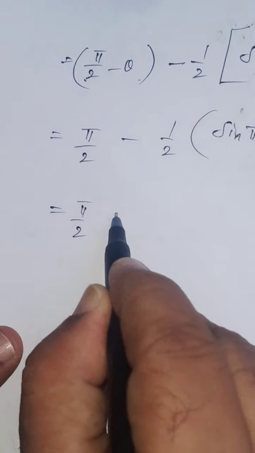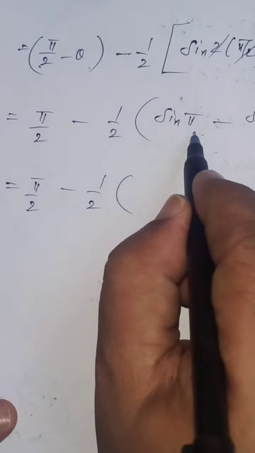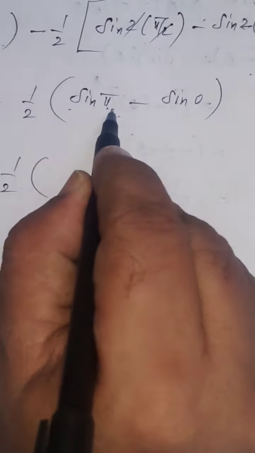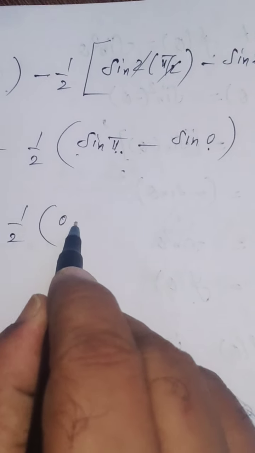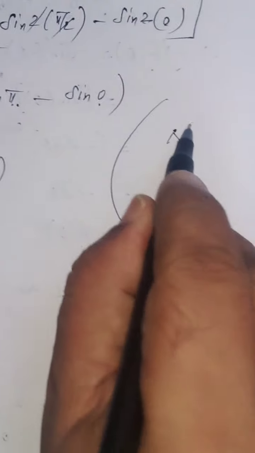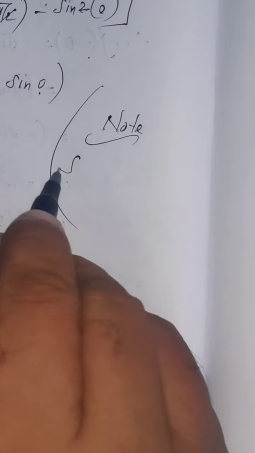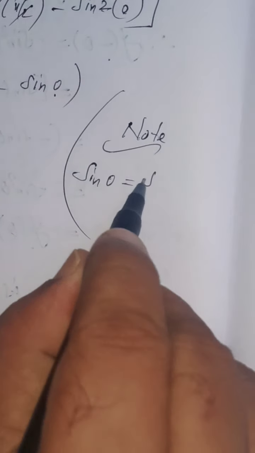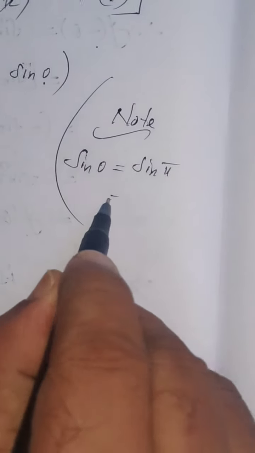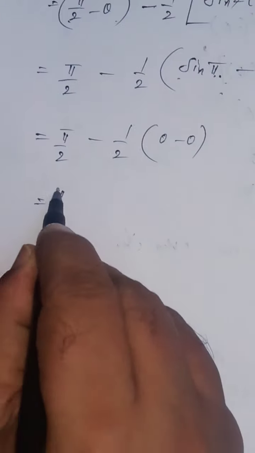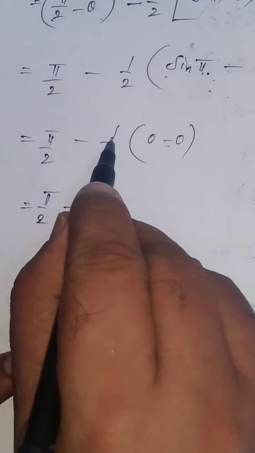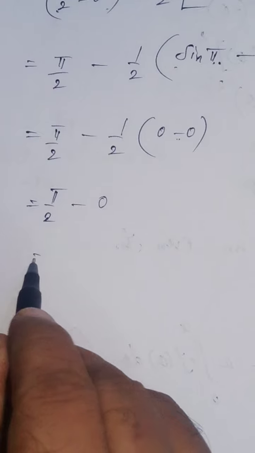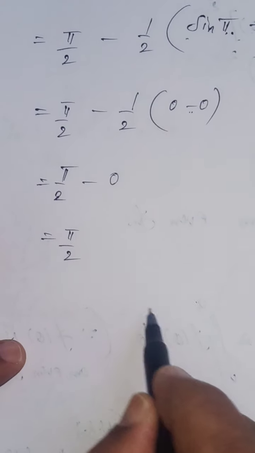Pi by 2 minus half. Pi means 180 degrees. Sine 180 degrees equals 0. Sine 0 value is also 0. 0 minus 0. Note, remember, sine 0 and sine 180 are both equal to 0. Equals pi by 2 minus 0 minus 0. 0 into anything is 0. So the final answer is pi by 2.